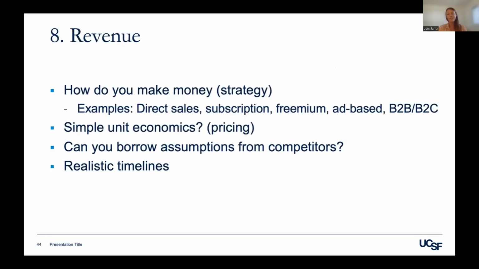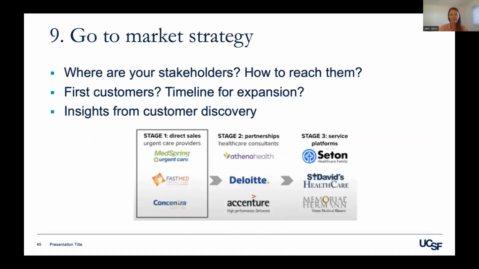Of course, it's important to talk about how you're going to make money. So the strategy, your subscription model for $25,000 a year, and you're going to have this many customers, et cetera. Again, you can borrow assumptions from competitors. A lot of that will come out of the business model canvas revenue stream field. And then a go-to-market strategy: how do you get, keep, and grow your customers?